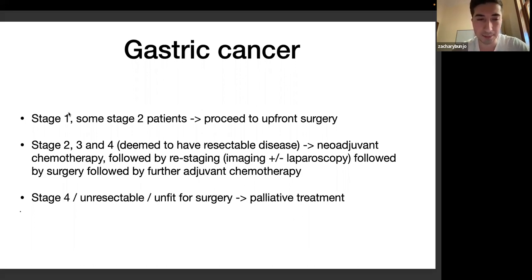And again, if it's stage 4 unresectable disease, or if they're a candidate that's not fit for surgery or chemotherapy, then treatment is palliative. If they're fit enough for chemo or radiotherapy, then they might be given just to control disease burden and any troublesome symptoms like bleeding.